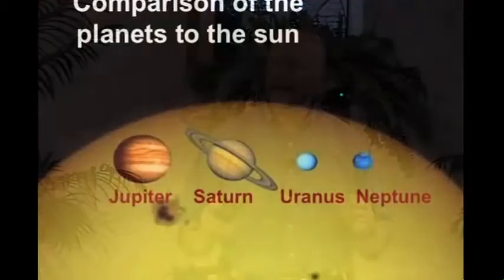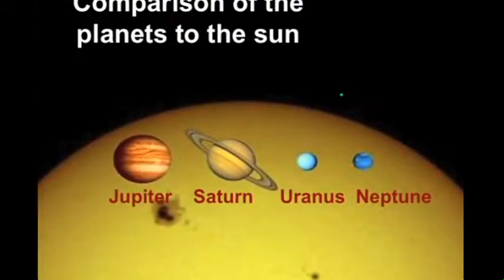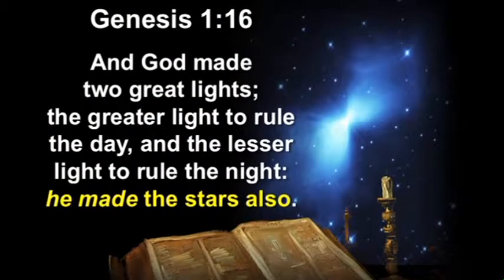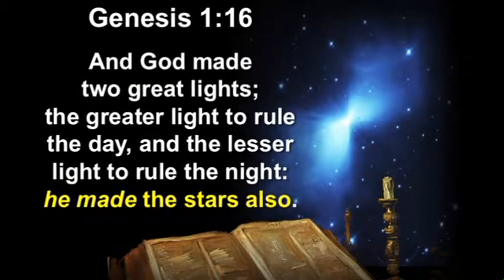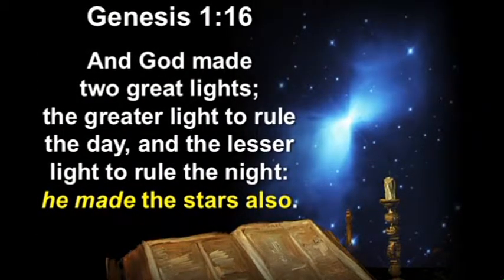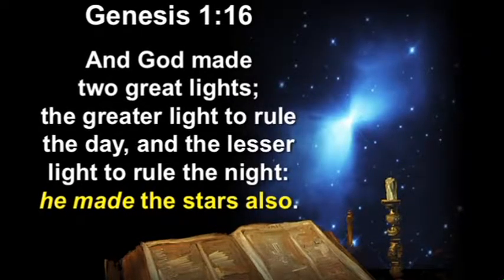This is a depiction of some of the larger planets in our solar system compared to the Sun. The Earth is that little blue dot right here. And the Earth isn't quite that big, but that's the smallest dot I could get to show up on the screen. So on day 4, God made the Sun and the Moon, and then it's almost like an afterthought. Well, I'll make the stars also.